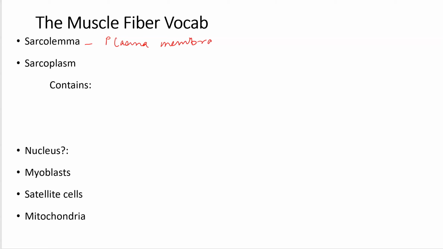And the next terminology over here is sarcoplasm. Sarcoplasm is basically the fancy name for the cytoplasm of the muscle fiber. The sarcoplasm contains specialized endoplasmic reticulum, which we call sarcoplasmic reticulum.